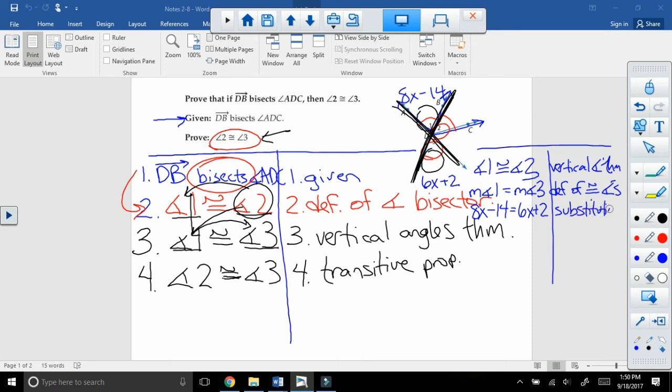And then this looks just identical to one of those algebraic proofs, where you're going to use the subtraction property to subtract 6x from each side. You're going to use the addition property to add 14 to each side. And then you're going to use the division property to divide 2 from each side. So x would equal 8.